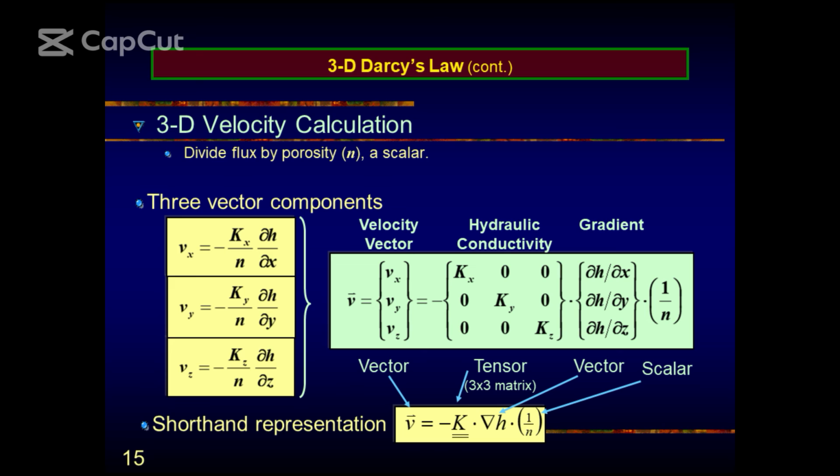what is hydraulic conductivity? Yes, what is hydraulic conductivity? Can you tell me? What is hydraulic conductivity? Write it first, okay. I'm waiting, although my time is up.